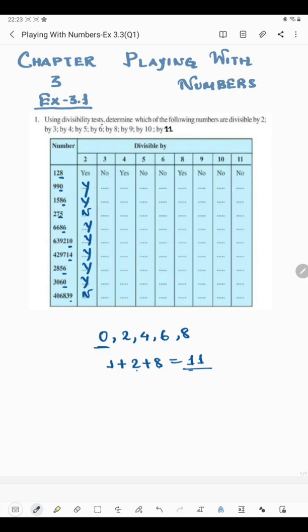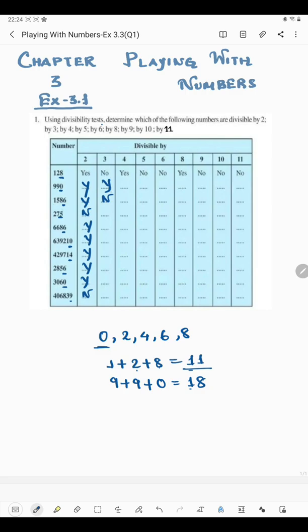Okay. Now in the next one we have 990, and if you add all of this, we will get 18, which comes in 3's table. So we will write yes. Similarly we'll add this: 1 plus 5 is 6, 6 plus 8 is 14, 14 plus 6 is 20, and 20 is not a multiple of 3. So we will write no.